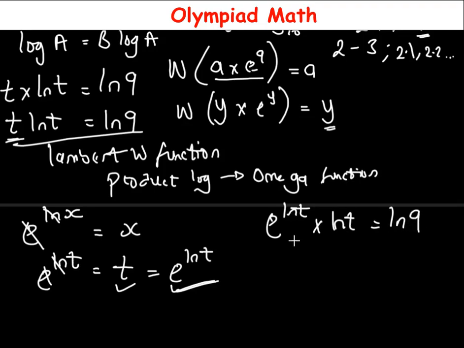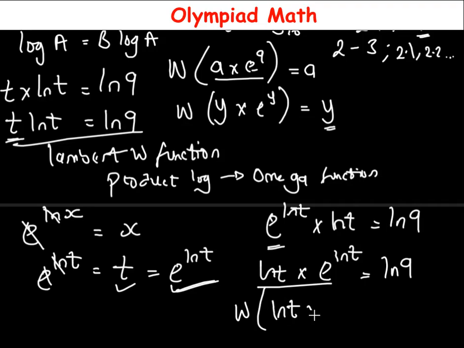With this, we are about to apply the Lambert W function. But looking at it, this e to the power of ln t is in the first place, so we will switch it to be in the second place. So we're going to have ln t times e to the power of ln t is equal to ln 9. Now, since we have this, we can apply the Lambert W function. So W of ln t times e to the power of ln t is equal to W of ln 9.